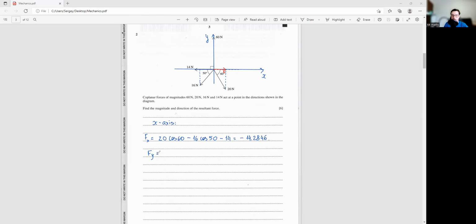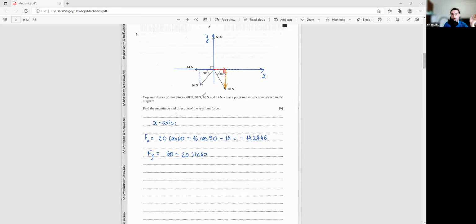Now, let's do a very similar thing for the y-axis. So we have 60 newtons acting totally on the y-axis, and it's positive because it's in the same direction. Now the force of 20 newtons is acting downwards, so I'll take the minus sign. And the y component of this force is here. It's opposite the angle of 60 degrees, so that means we'll have to use the sine. So minus 20 sine 60 degrees.